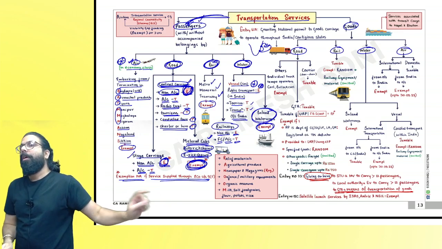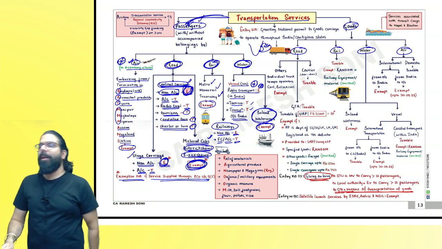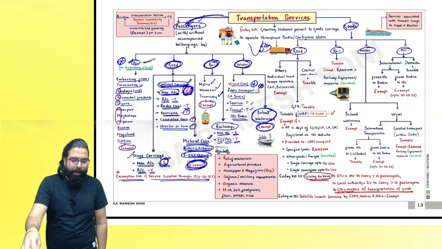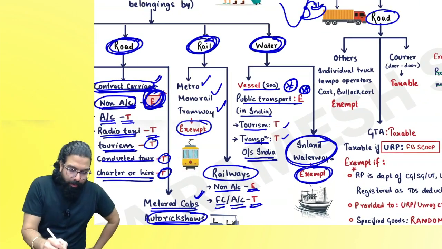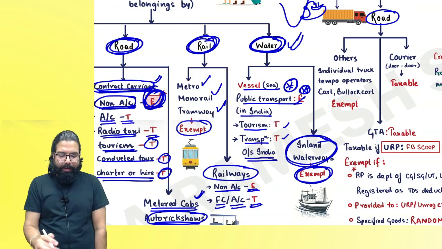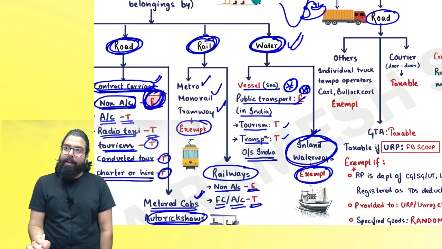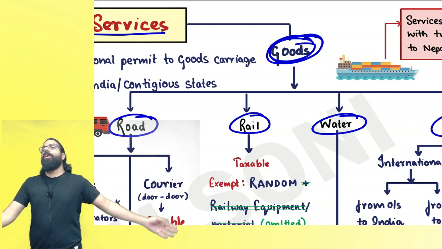Other railways, non-AC, are exempt. First class or AC is always taxable. Done, everyone? Can we go ahead? The next one is transportation of passengers by water. In the case of a vessel, public transportation is exempt, others are always taxable. Inland waterways are exempted. Everyone over here, now we are coming to transportation of goods.